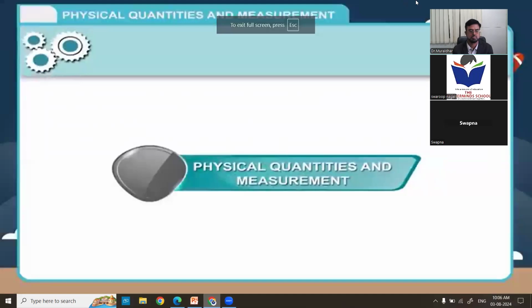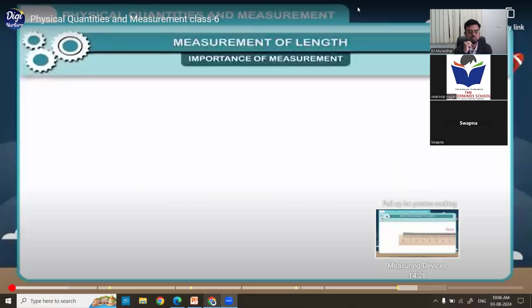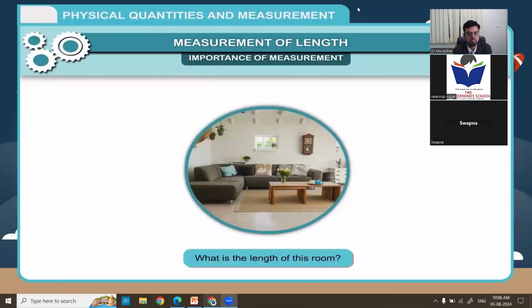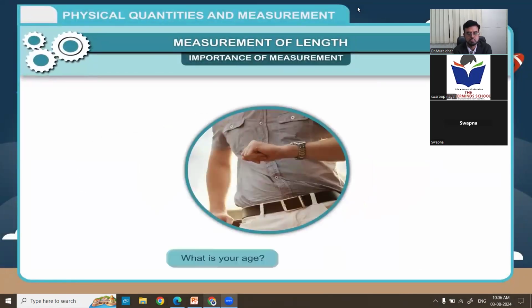Physical quantities and measurement. Measurement of length. Importance of measurement. We often ask very common questions like, what is the length of this room? How long are you waiting? What is your age? Etc.